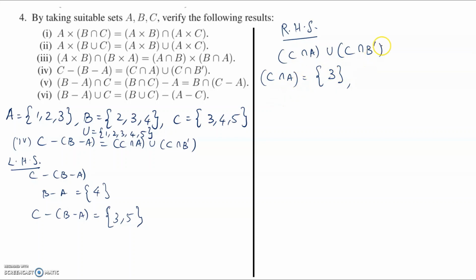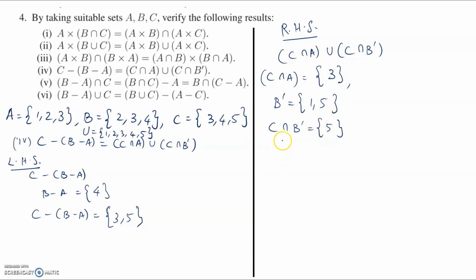Similarly, before we find C intersection B dash, we need to find B dash. B complement is items that are not in B but in the universal set. So 2, 3 and 4 are in B, and so we need to remove them from the universal set. So it's 1 and 5. So your C intersection with B dash will now be equal to elements which are common to C and to B dash. So the common to C and B dash is only 5.